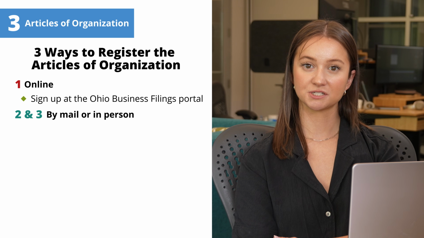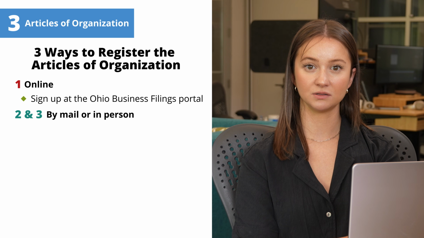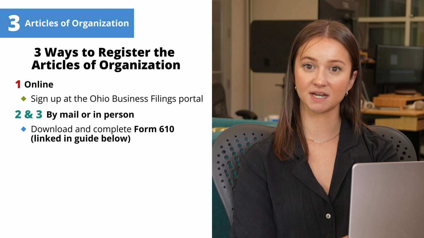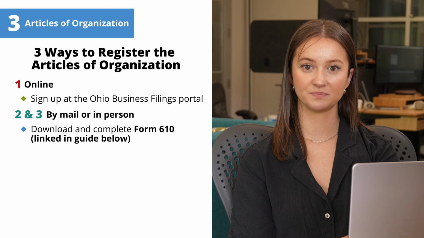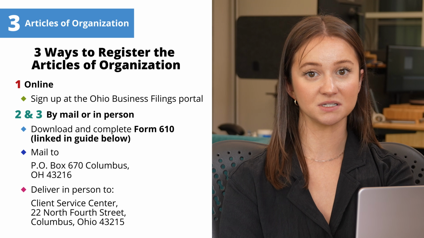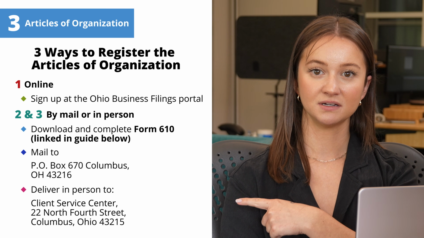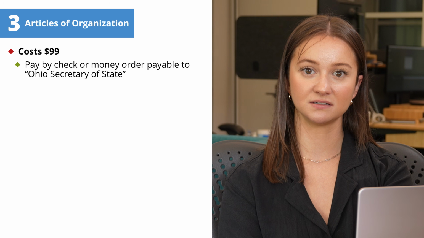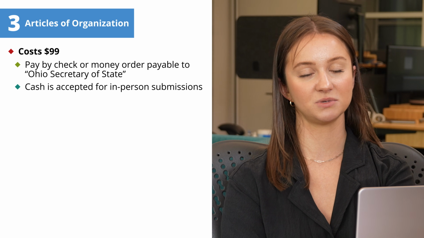You can also register the Articles of Organization by mail or in person. Both require downloading and completing Form 610 from the Secretary of State's form page. Here is the mail-in address for that form. And to make an in-person submission, go to this address. The filing fee is $99. You can pay by check or money order, payable to the Ohio Secretary of State. Cash is accepted for in-person submissions.